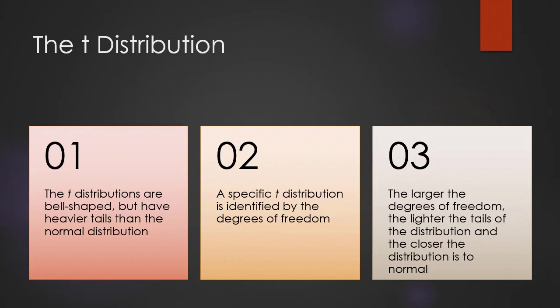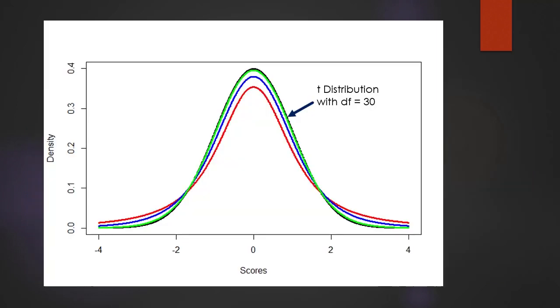The larger the degrees of freedom, the lighter the tails of the distribution, and the closer the distribution is to normal. Let me add to the picture a third t-distribution, this one with degrees of freedom of 30. Notice that this green t-distribution is almost right on top of the black curve, which represents the normal distribution. The bigger the sample size, and therefore the more degrees of freedom, the closer the t-distribution will resemble the normal distribution.